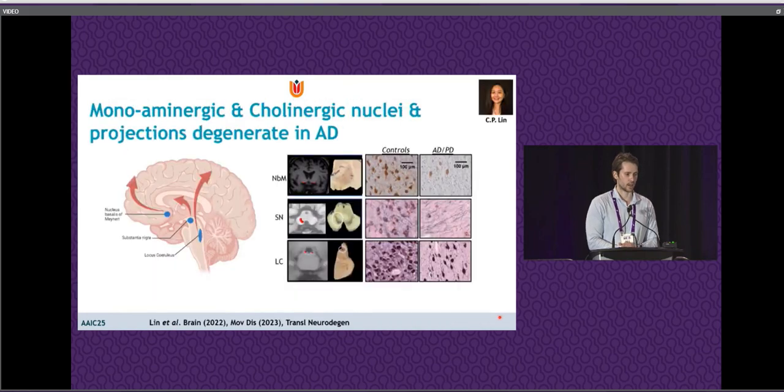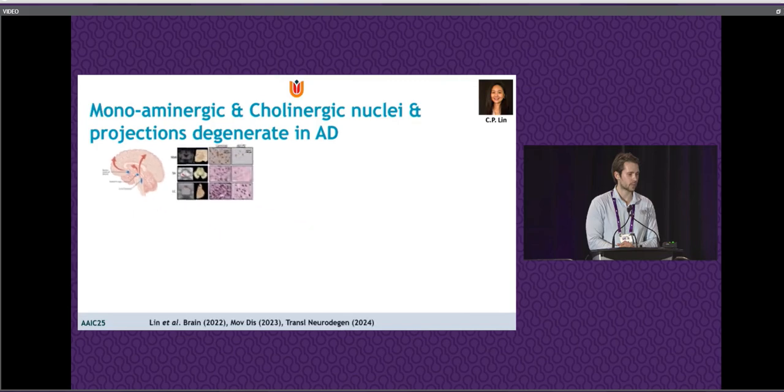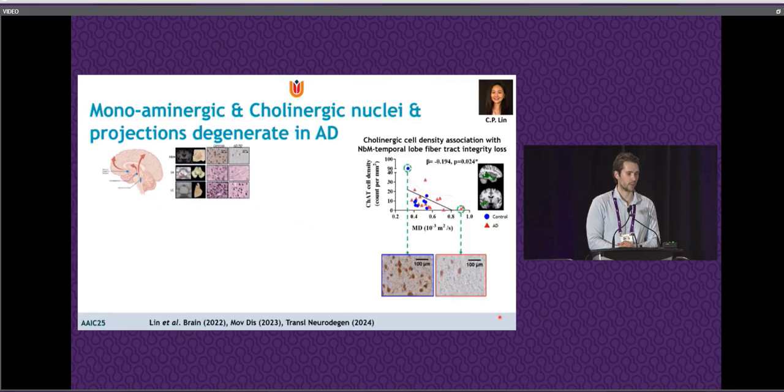And then another colleague of mine, Shenpei Lin, looked at the monoaminergic and cholinergic nuclei in the brain and their projections, which we know degenerate in AD and other neurodegenerative diseases. And indeed, in the nucleus basalis of Meynert, substantia nigra and locus coeruleus, as you can see in the images, we see a loss of nuclei. And then importantly, we also saw a fiber tract integrity loss, specifically from the NBM to the temporal lobe.